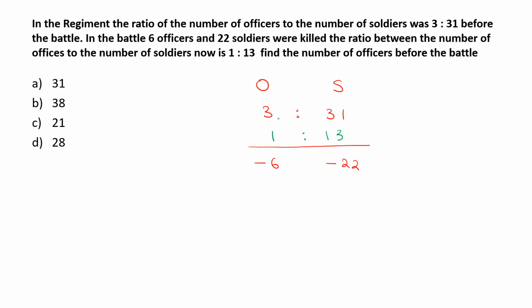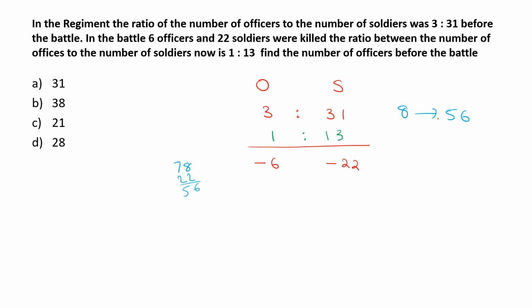For that, we have a mechanism which we have discussed in the previous sessions. Just take the multiplication of 3 and 13, that is 39, and take the product of this diagonal, that is 31 and 1. The difference between 39 and 31 is nothing but 8. Just compare that 8 with 1 into 22, which is 22, and 13 into 6, which is 78. Then take the difference between 78 and 22, that is 56.